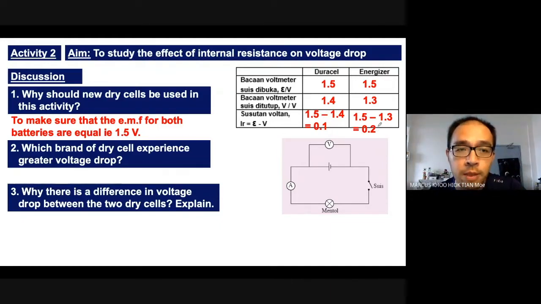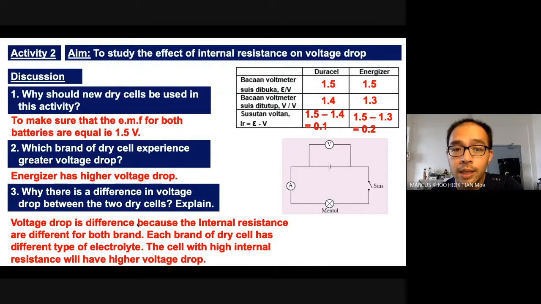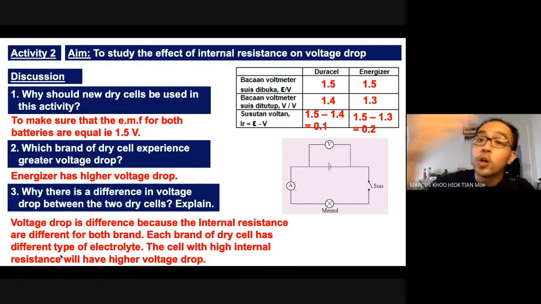So what does this mean? Which brand of dry cell experiences a greater voltage drop? According to this reading, the Energizer has a bigger voltage drop. So why is there a difference in the voltage drop? Because the internal resistance is different for both brands. Who has more resistance? Obviously, it's the Energizer battery, because it needs more energy to cross over the battery.